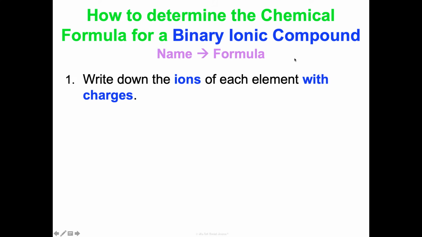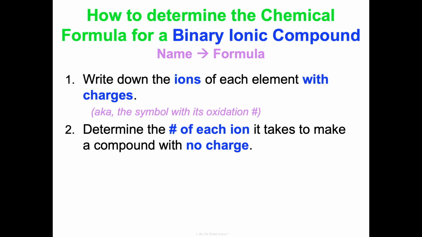So first, you write down the ions of each element with charges. You write down the symbol with the superscript that has its charge, or the symbol with its oxidation number. Then you determine the number of each ion it's going to take to make the overall compound have 0 charge, because remember, that's the goal. I refer to this as we're going to crisscross applesauce those charges.